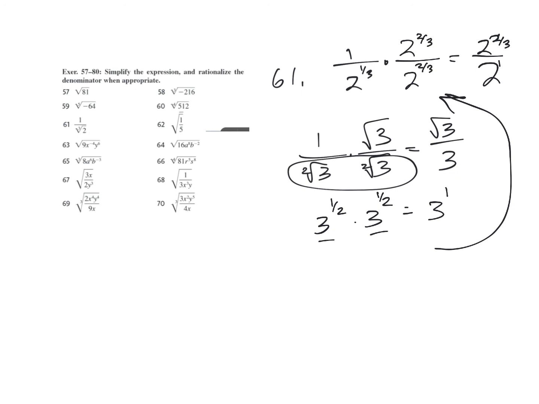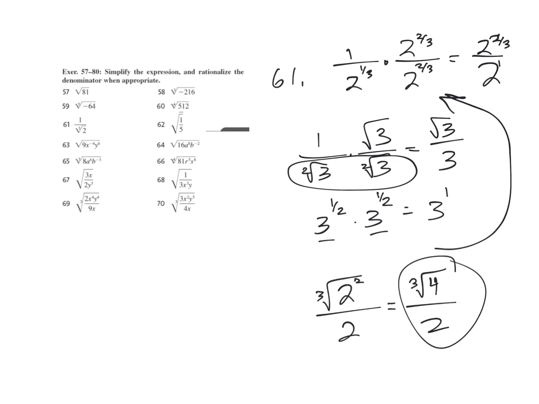So your answer, if you put it back in radical form, the bottom number is your root, and you have your base, and then it's to the second power. And on the bottom you have a 2. Alright, so 2 squared is 4, so this is the cubed root of 4 all over 2. That would be your final answer.